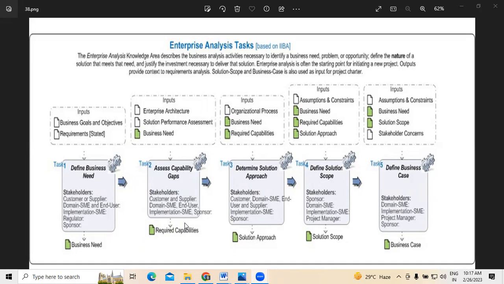Clear? Do you have any questions in this regard, in referring to assessing the capability gaps? No, sir. So, sir, here in task 2, enterprise architecture is what we saw, which was broken down into these 4 sections. Business need is something coming in as an output from the first task. This is defining business need. Now, the solution performance assessment.